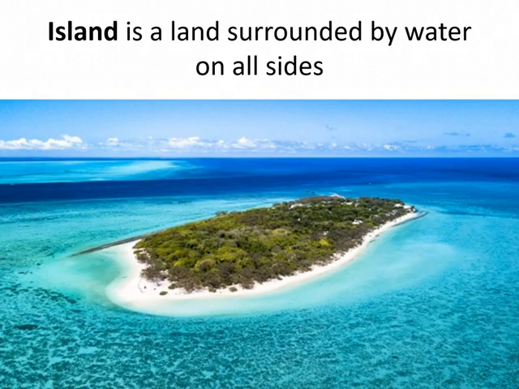Island. An island is a land surrounded by water on all sides, which means completely surrounded by water. It has water from all sides, so an island is a land surrounded by water on all sides.